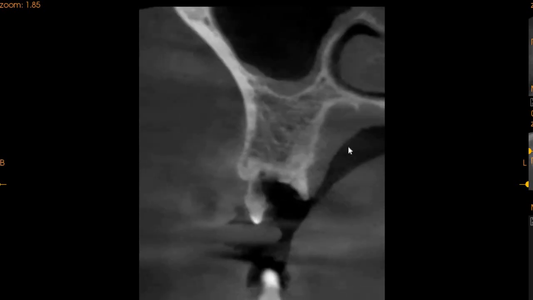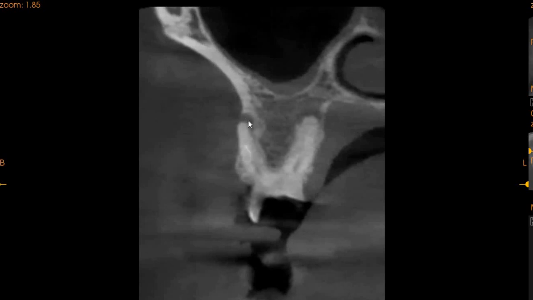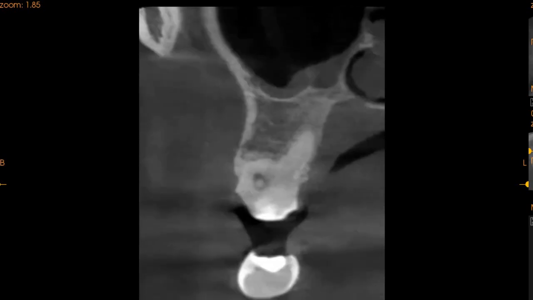In the root section, you can see the palatal root also seems to be associated with a periapical radiolucency, and the distobuccal root also has under-obturation and a periapical radiolucency present here. We don't have interradicular radiolucencies, but nonetheless the crown structure is not very significant.